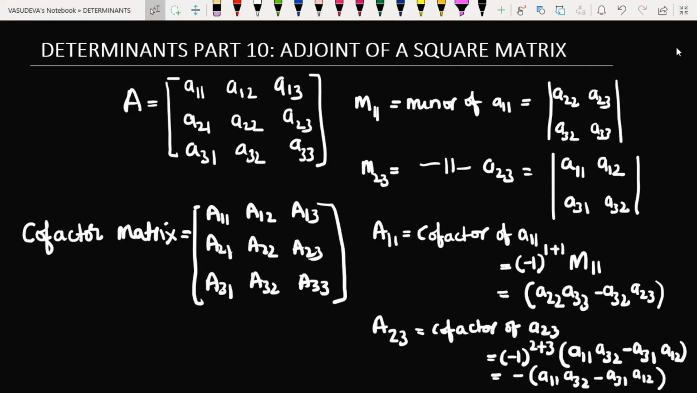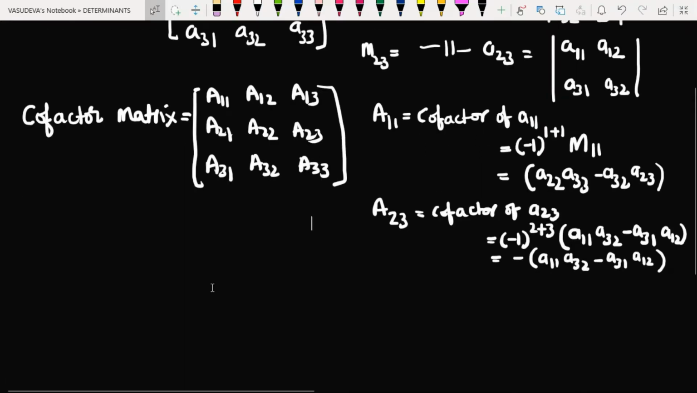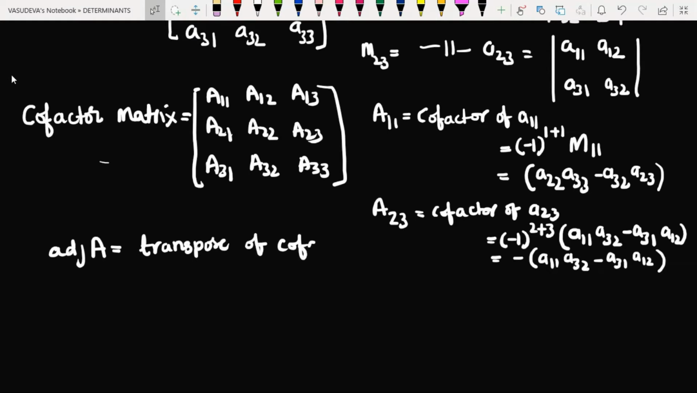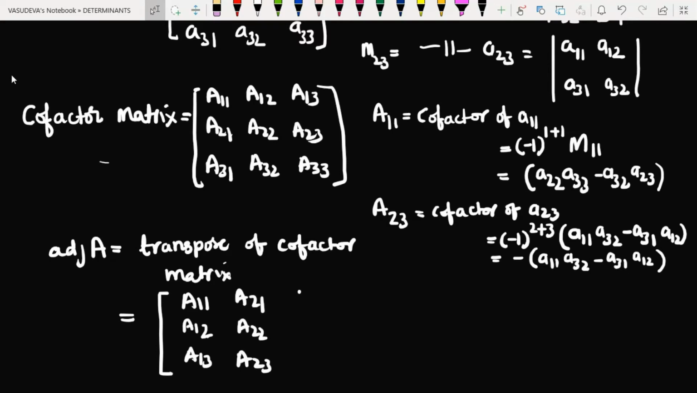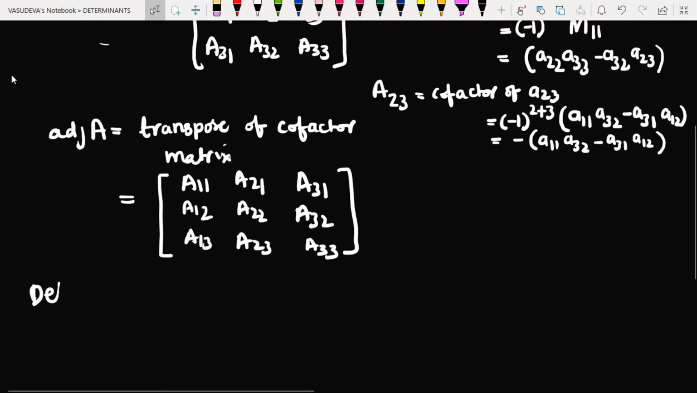Now we define the adjoint of the matrix. The adjoint of the matrix, denoted by adjoint A, is the transpose of the cofactor matrix. So the transpose of the cofactor matrix is A11, A12, A13 and A21, A22, A23, A31, A32, A33. So this is the adjoint of the matrix. So we define the adjoint of the square matrix. The adjoint is defined only for a square matrix.